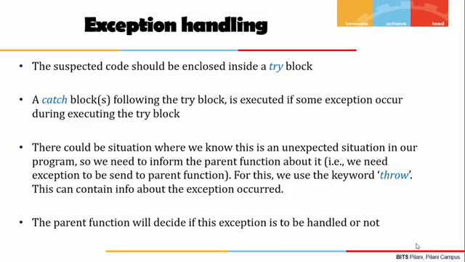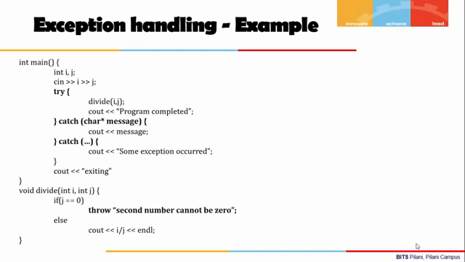So we have three types of blocks: try block, catch block and throw block. The suspected code is enclosed in a try block. A catch block is executed if an exception occurs. A throw block is used to inform the parent function that an exception has occurred, an unexpected situation has occurred. So the parent function will decide whether the exception is to be handled or not. If you see this example, try block, catch block and throw block, all three are there.